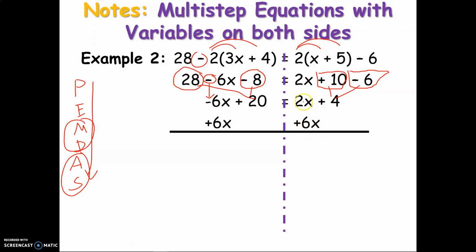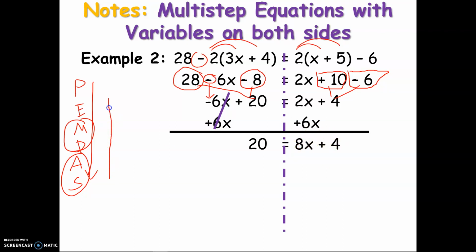Note that I line up the 6x with the 2x because they are like terms. On the left-hand side, negative 6x plus 6x is 0. On the right, 2x plus 6x is 8x. Bringing everything down, we get 20 is equal to 8x plus 4. Once again, we'd like to isolate our variable x. On the same side of the equation, with the x, we have a times 8 and a plus 4.